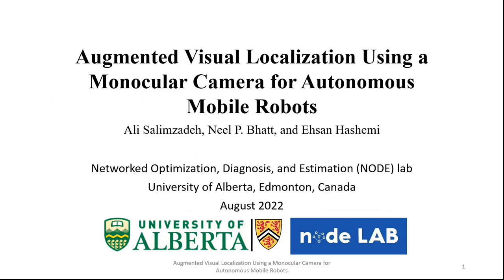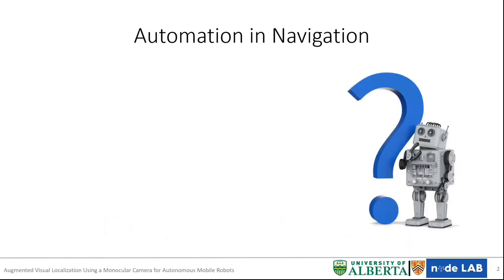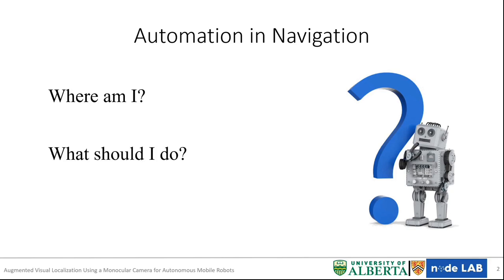Bhatt and Dr. Ehsan Hashemi, presenting to you our work on augmented visual localization using a monocular camera for autonomous mobile robots. When we talk about automation in navigation, every robot has to ask itself two questions. First, where am I? And then based on the information that I gather about my own location, what should I do? Here we try to answer the first question.